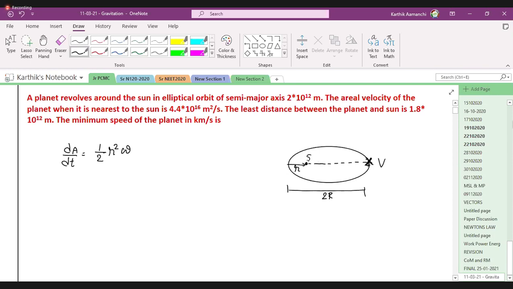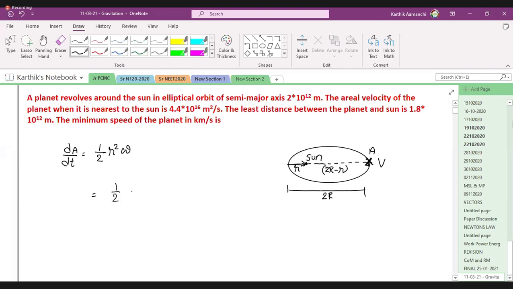So this is your sun. This is your perigee distance. Total distance is 2r. So hence this distance will be 2r minus r. And I need my velocity, or the minimum speed, at your apogee A. Sir, 2r minus r is 0.2 into 10 power 12 meters. That is the minimum distance. Yeah, we'll try to do it.